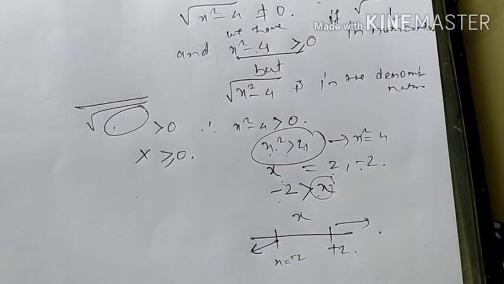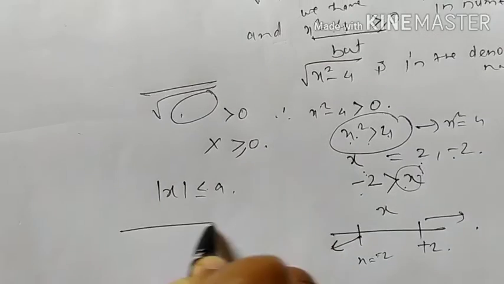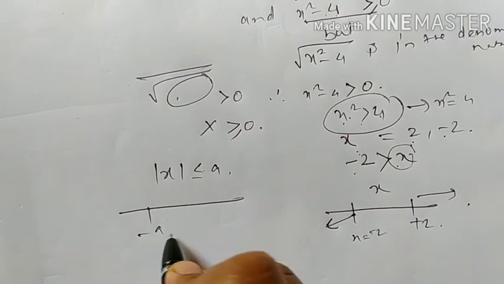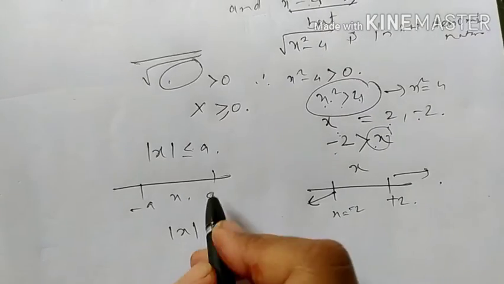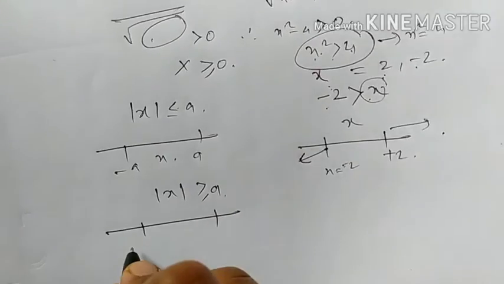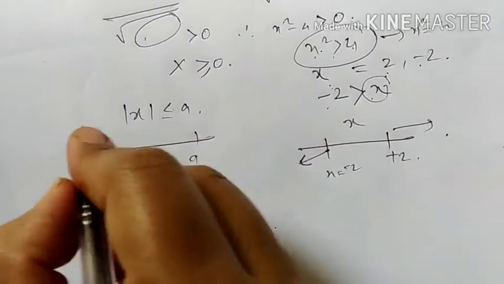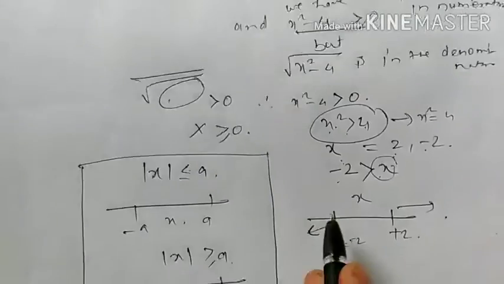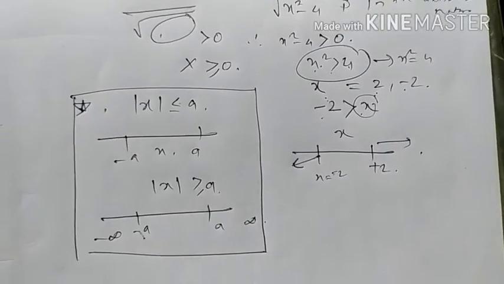Are you getting, student? It is like, we know that if |x| is less than or equal to a, then x is in between minus a to a, and if |x| is greater than or equal to a, then x is in between minus infinity to minus a and a to infinity. This is very important, student. You should know this mod. Please note down this in your notebook.